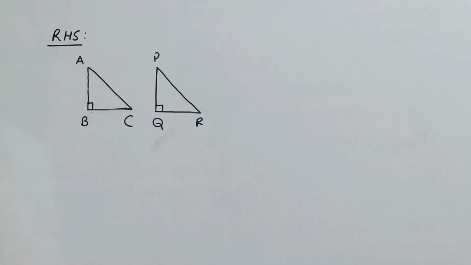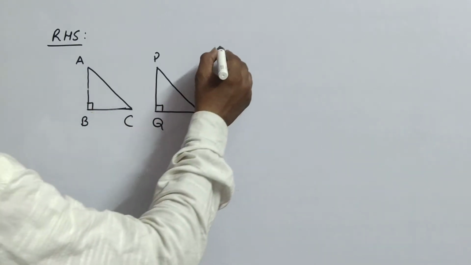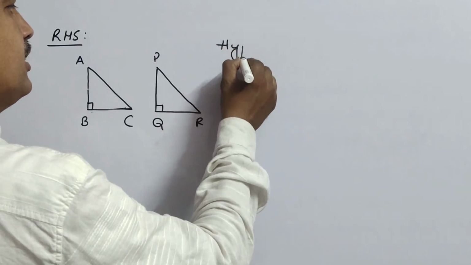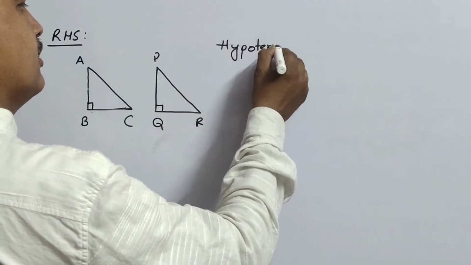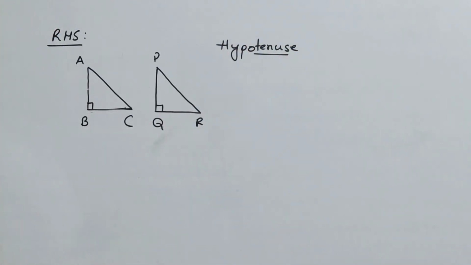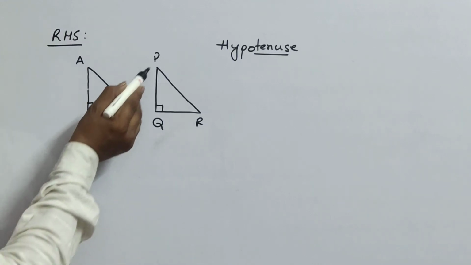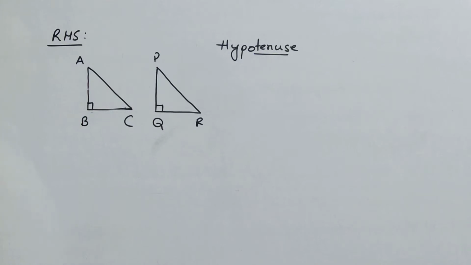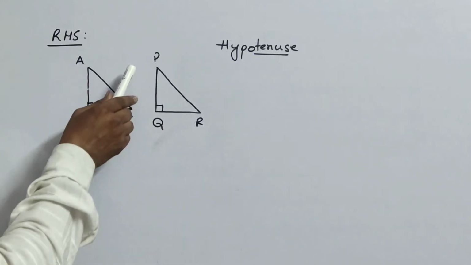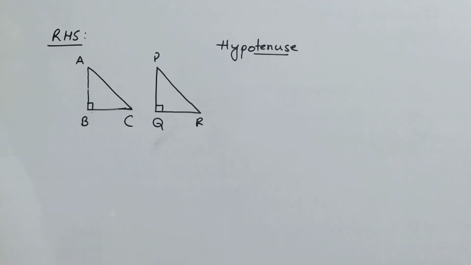is at Q. As I told you, the longest side of a right angle triangle is called the hypotenuse. Do you remember, children? Among these 3, this is the longest side. In Pythagoras theorem also you have learned about the hypotenuse. In a right angle triangle, the longest side is always called the hypotenuse.